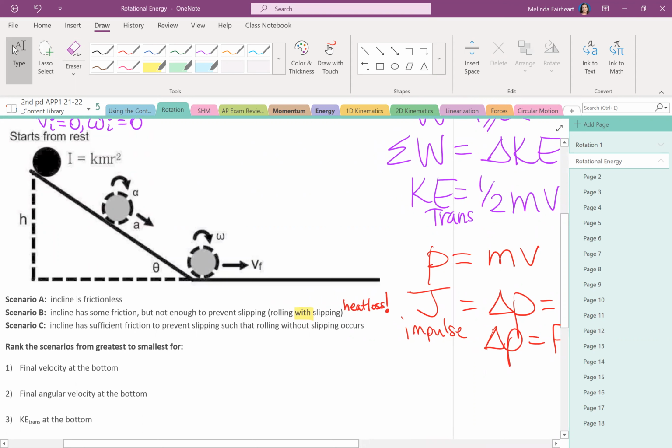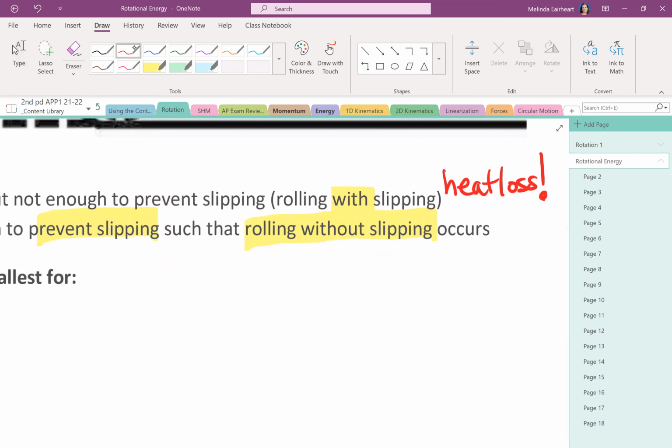And then, of course, scenario C, you have sufficient friction. Now we have a good amount of friction to prevent slipping so that you roll without slipping. And right there, that phrase allows us to use what equations? Well, yes, rotation, but that V equals omega R, A equals alpha R, and then the distance one would be delta X, linear distance, equates to an angular displacement times R. Today we'll mainly be with the V one, the velocity, because we're going to look at kinetic energy.